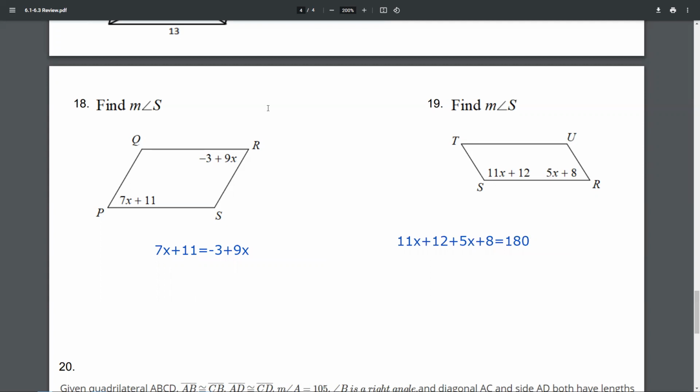Opposite angles are equal. Okay, and then we can solve each of those individually. So on this one, I'm going to subtract 7x on both sides. So I get 11 equals -3 plus 7x. I'm going to add 3 on both sides. That gives me 14 equals 7x. Divide by 7 on both sides, I get x equals 2.